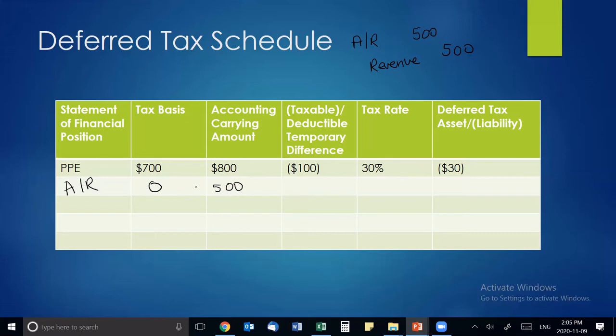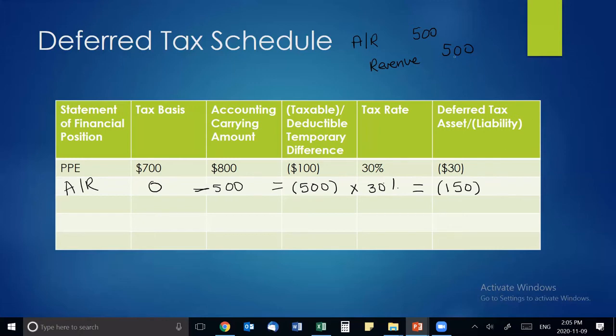If we take 0 minus 500, we're going to get negative 500. Okay, make sure you follow these. Multiply it by the tax rate, 30%, and we're going to get negative 150. Okay. So multiply by tax rate equals negative 150. Okay, so what's the reason why this is a negative, which means this is going to end up being a liability? So what is the reason why this is a liability?